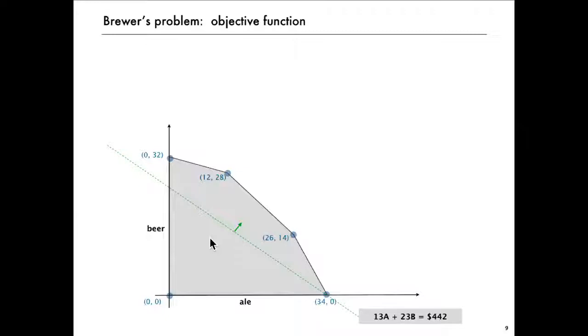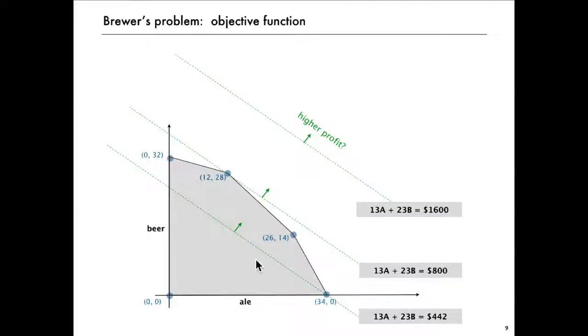And what about the objective function? Well, that's just another line. If you take 13A plus 23B, that's the objective function. If you look at where a line of the same slope intersects the convex region, you can see that we want the one that goes up the highest. You can't get higher profit. If you have a line with a bigger number, then you're not going to be in the feasible region.